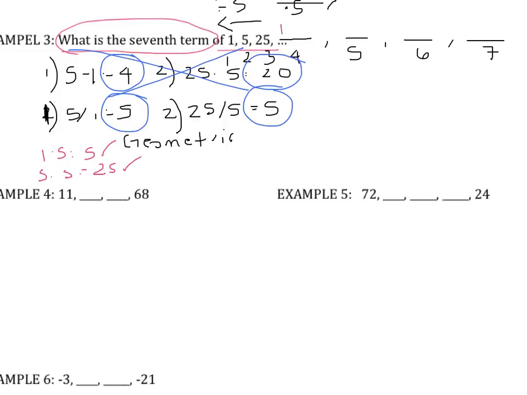So we should have had 125, and then you should have had 625, 3,125, and then 15,625. We could say that the 7th term is 15,625. Oops, and I don't need a comma there. And our sequence was geometric, and we are multiplying by 5.